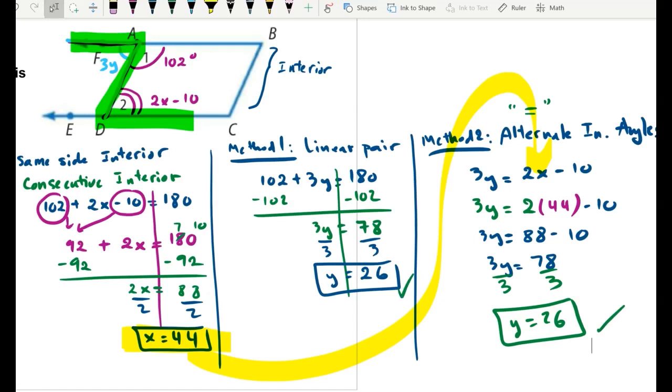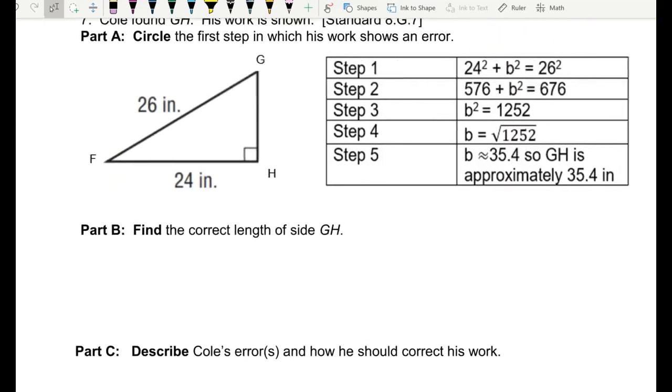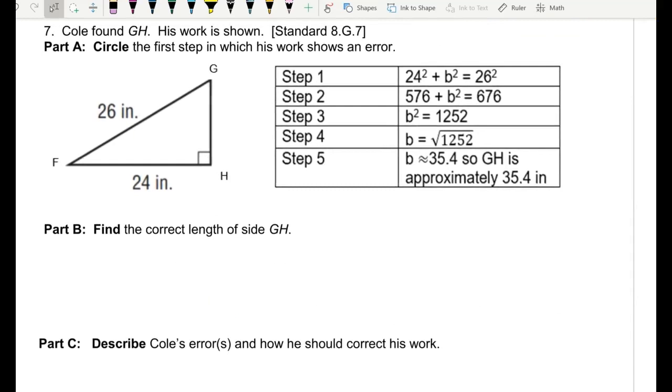Alright, we're going to look at the last problem, problem 7. Cole found GH. He tried to find the length GH. His work is shown in the picture on the right. Circle the first step in which his work shows an error. It's a right triangle, so the first thing that comes to mind is the Pythagorean theorem. We're going to go ahead and do that.